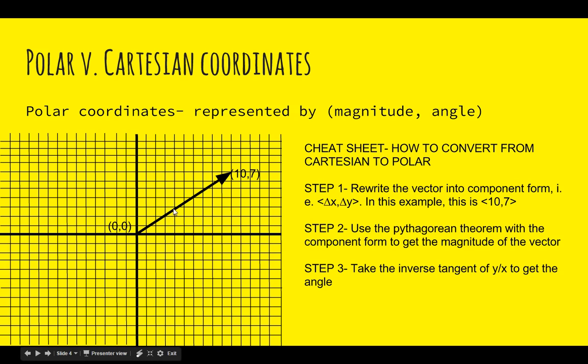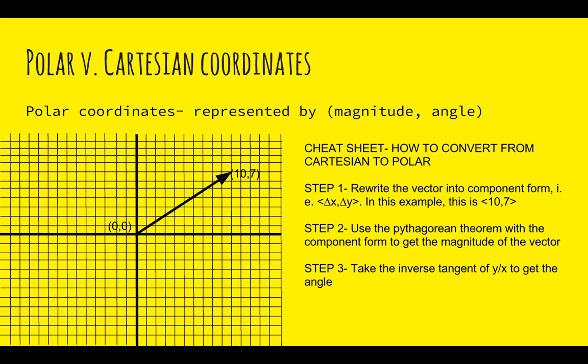So I have here 3 really easy steps to make this a really simple and quick process. The first step is to rewrite the vector into component form. This is basically the change in x comma the change in y. So in this specific case, you just do x2 minus x1, which is 10 minus 0 or 10, and y2 minus y1, which is 7 minus 0 or 7. So for this specific example, the component form of this vector would be 10 comma 7.